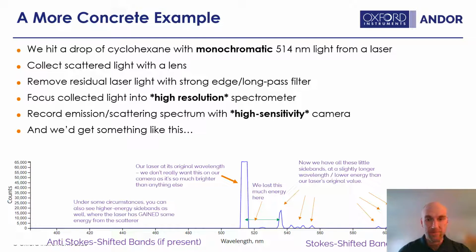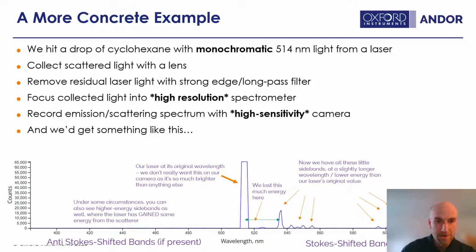But here's our sideband. So we lost this much energy. If we converted that to the same scale, then here are our Stokes shifted bands, they're called. These are the sidebands that lost energy from the interaction with the cyclohexane. So we have all these little sidebands at slightly longer wavelength, lower energy than our laser's original value. I hope I'm not belaboring this too much, but I really just want to give you a feel for what Raman spectra look like in the wild, raw, before they're processed.